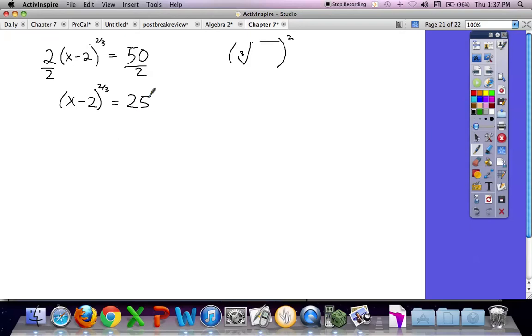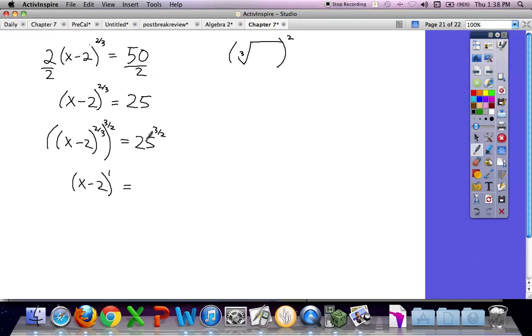Now we need to undo the radical. Second step, undo the radical, right? How do we undo raising something to the 2/3 power? We raise it to the reciprocal power, 3/2. Right? When I raise a power to a power, then I'm going to multiply the exponents. 2/3 times 3/2 gives us (x - 2) to the first power, which is what we want.